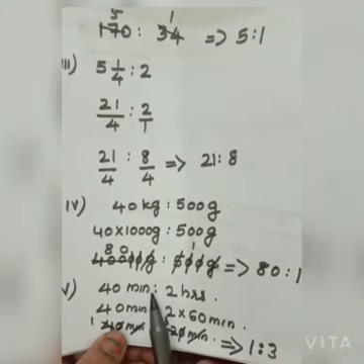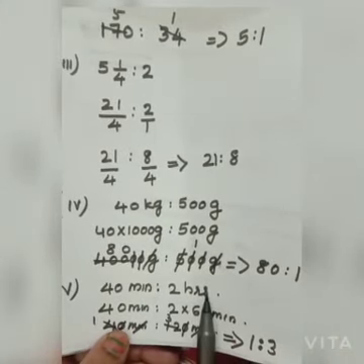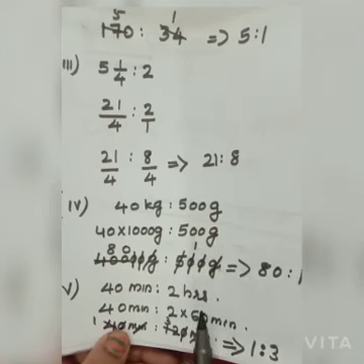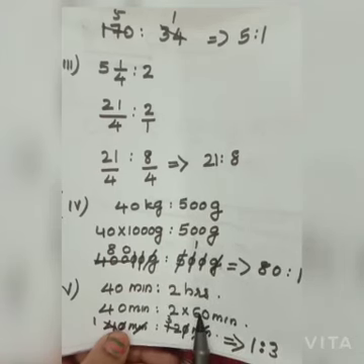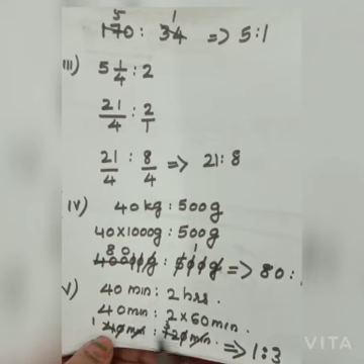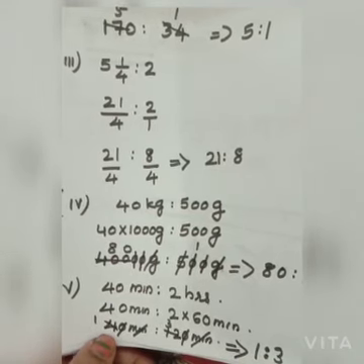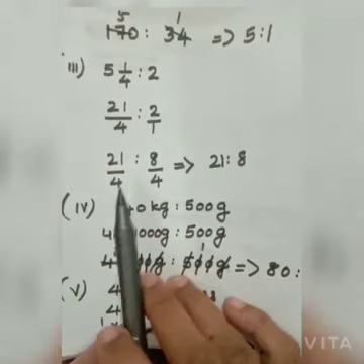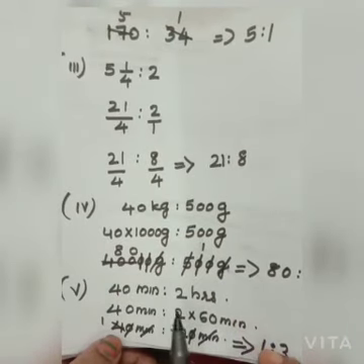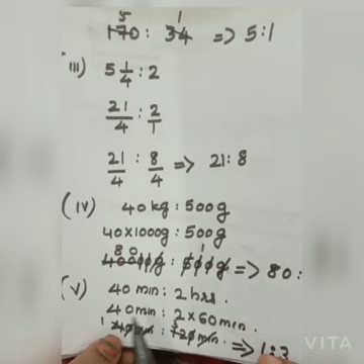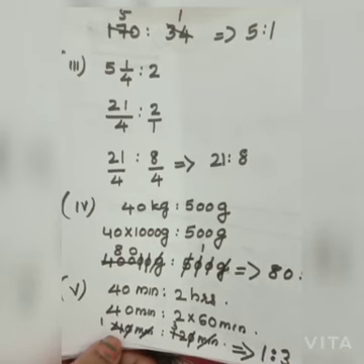Here also, 40 minutes ratio 2 hours. Convert hour to minute by multiplying by 60. Minute will cut out, 40 table, 1:3. Okay. You can write it in the dividing form also. Ratio formula written, you can write 40 divided by 2 into 60, cut out and you can write.